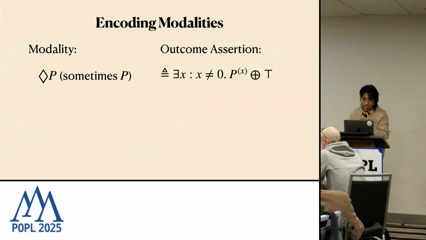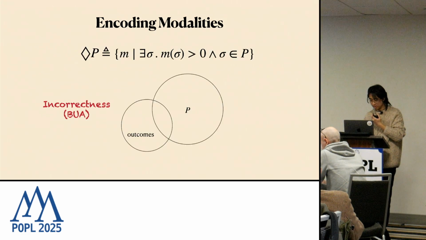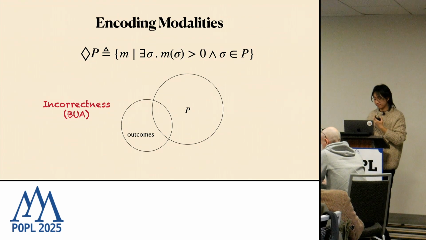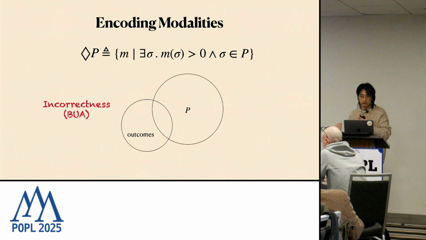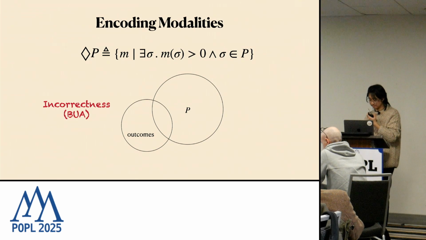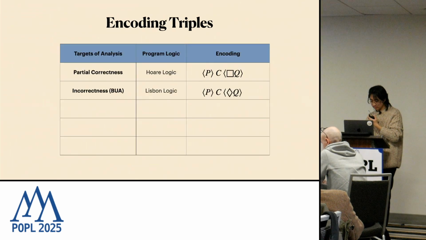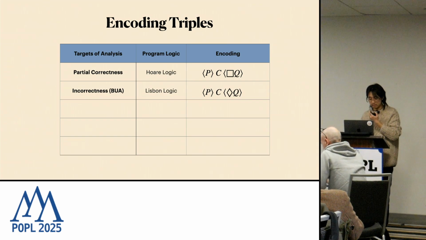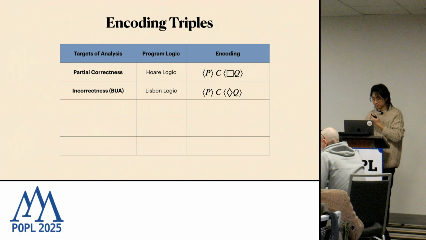On the other hand, for the sometimes modality, we can encode it as such, where essentially we capture a backwards under-approximate notion of incorrectness by seeing whether the outcomes in the weighting function intersect with the property P. So these are the encodings of Hoare logic and the backwards under-approximate notion of incorrectness given by Lisbon logic. And these can be supported in outcome logic proper.